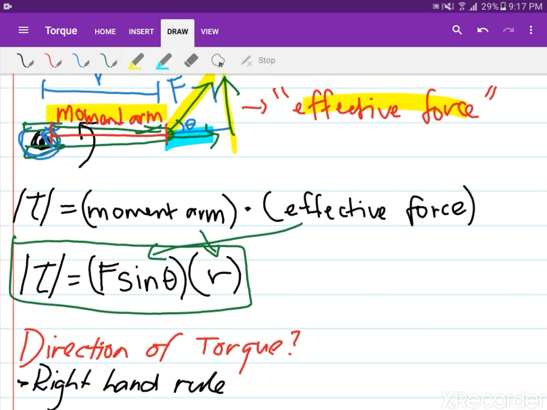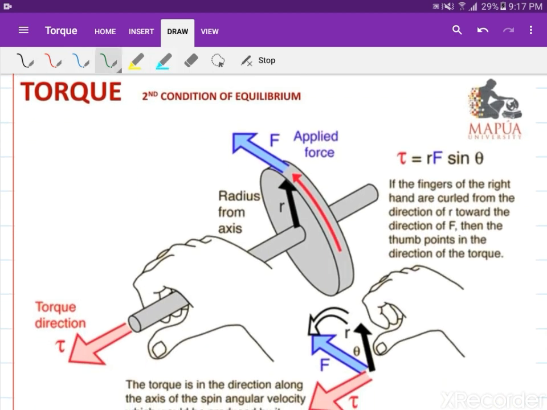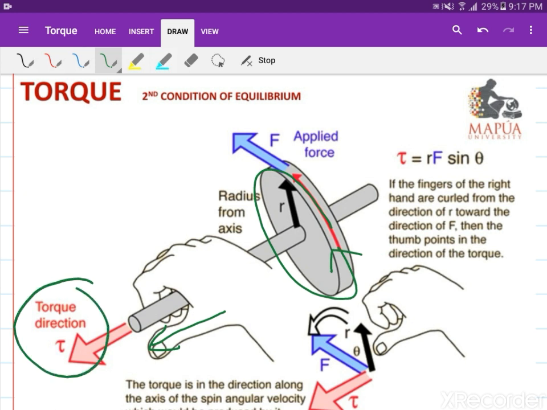Okay, now in determining the direction of the torque, we use the right hand rule. The right hand rule is used by curling your fingers so that they coincide with the direction of the rotation. When you do that, your thumb will point along the direction of the torque. So for example, this object is rotating in the direction in green. When you curl your fingers in that direction, your thumb will point to the direction of torque.